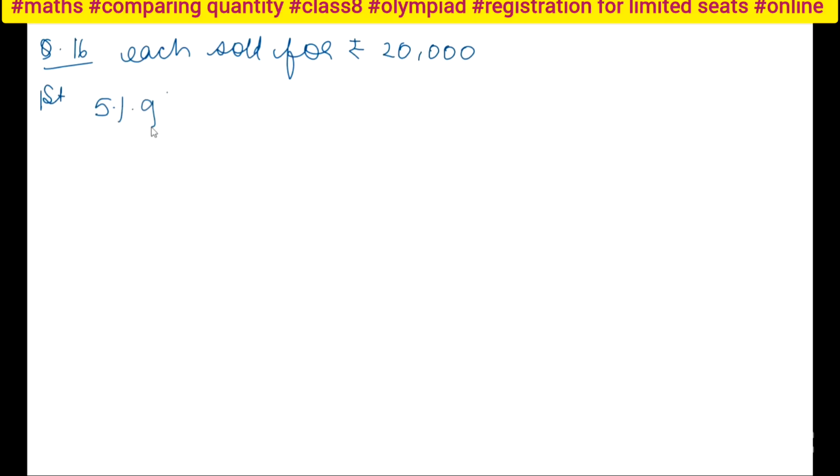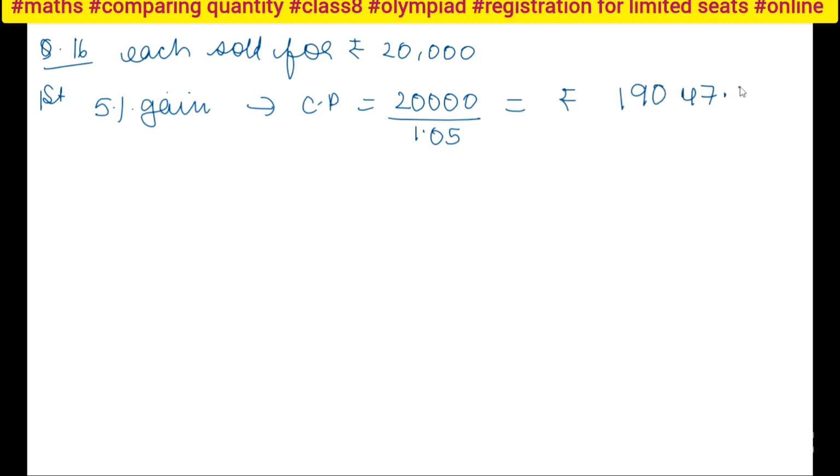Okay, question number 16. Now we are discussing 2 buffaloes. Each sold for how many rupees? Rupees 20,000. Now the first one will be 5% gain. So 5% gain means CP will be how much? 20,000 divided by 1.05. 5% will be that only, 1.05. So what will I get? Rupees 19,047.62.